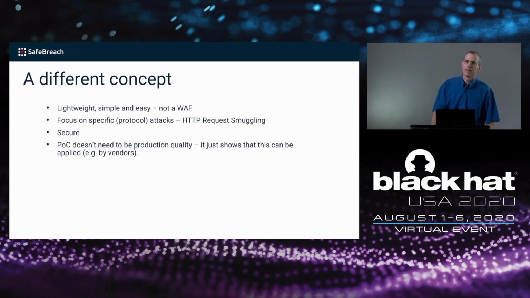So I started thinking about what an ideal solution would look like. And my concept is something lightweight and simple and easy, not a fully fledged WAF. It should focus on specific protocol attacks like HTTP request smuggling and maybe additional attacks. It should be secure, obviously. And I want to develop a proof of concept that doesn't need to be production quality. It just needs to demonstrate a concept that then vendors can take and implement in their products, or third-party security providers can implement as a production-grade solution.